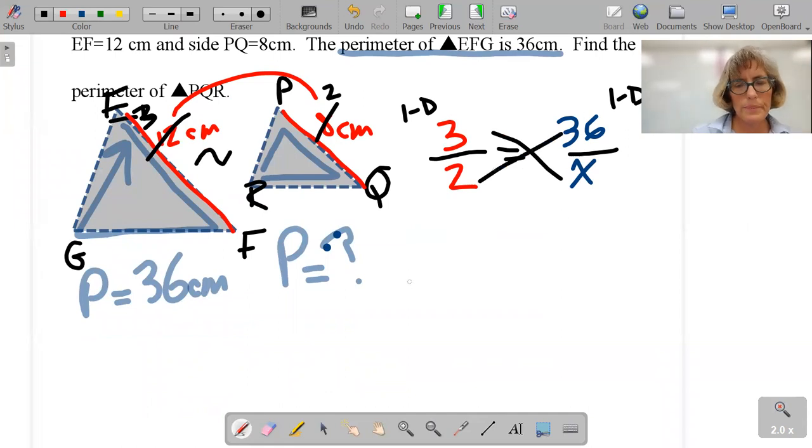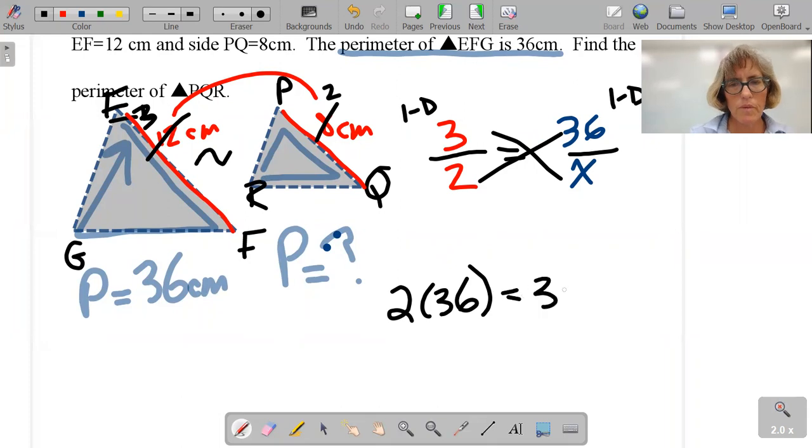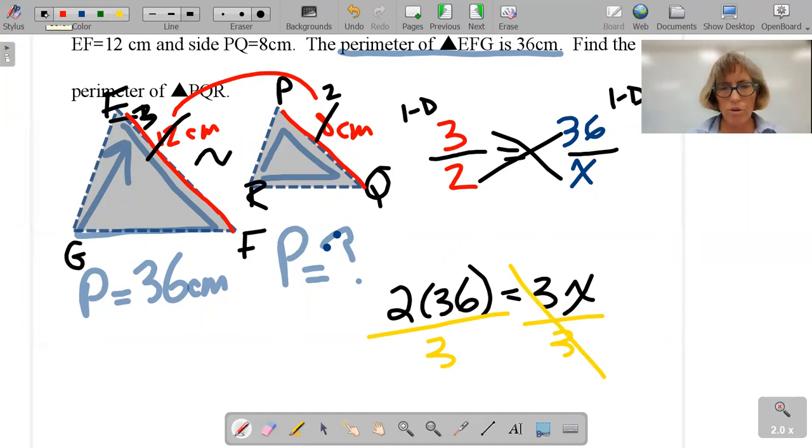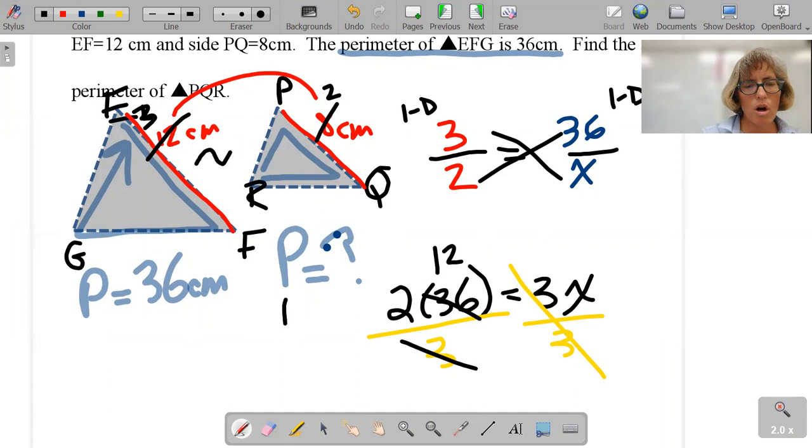Cross multiply. So we have 2 and 36, 3 and x. The key to multiplying is not multiplying. So I'm not multiplying the 2 and the 36. I'm just going to factor it out. Bring the 3 over. I know 3 goes into 36 12 times. Therefore, our unknown perimeter is going to be 24 cm.